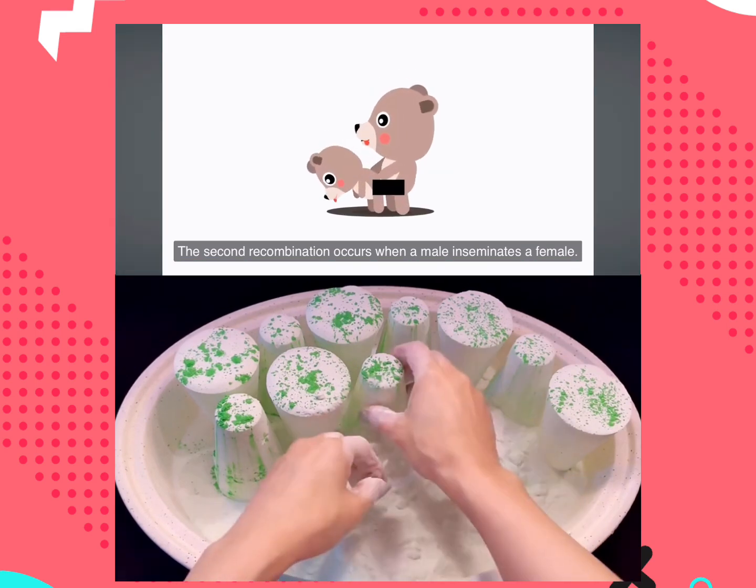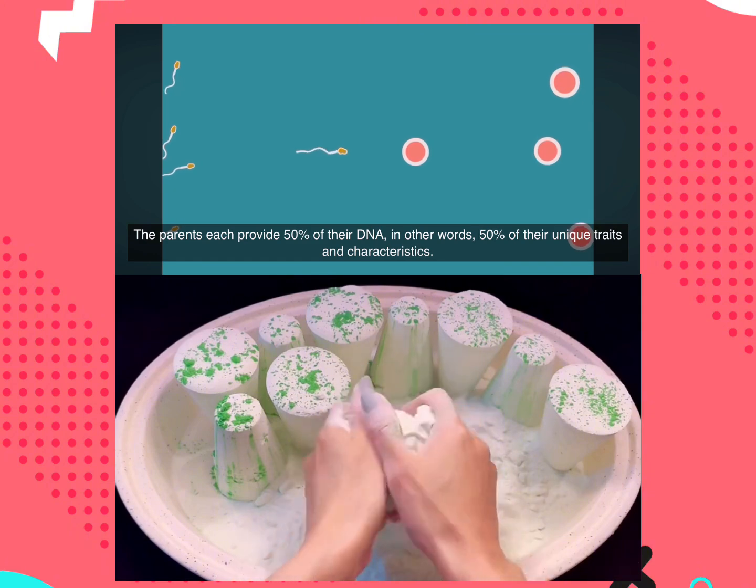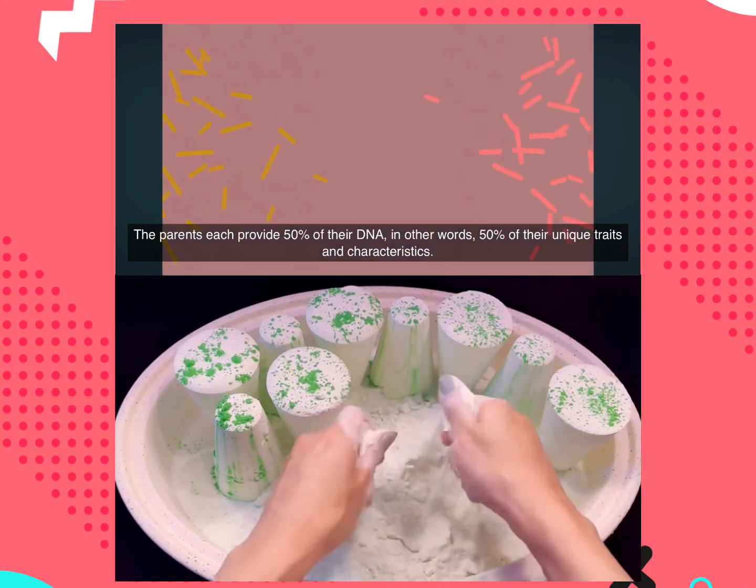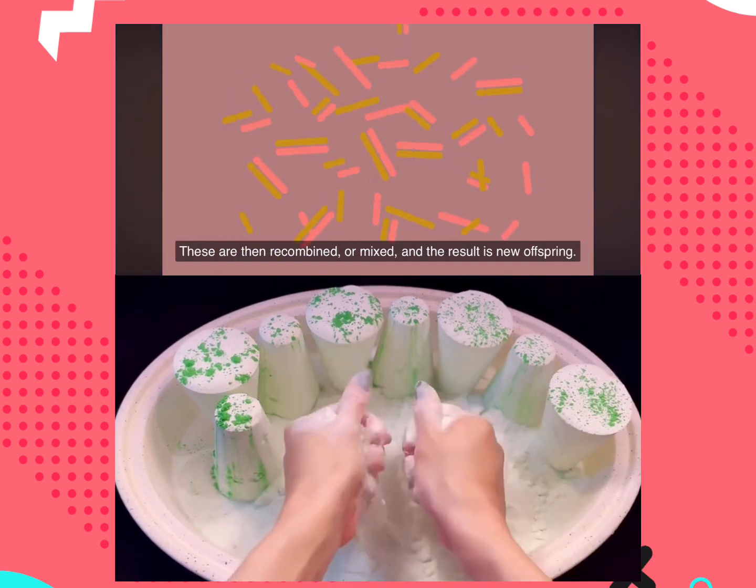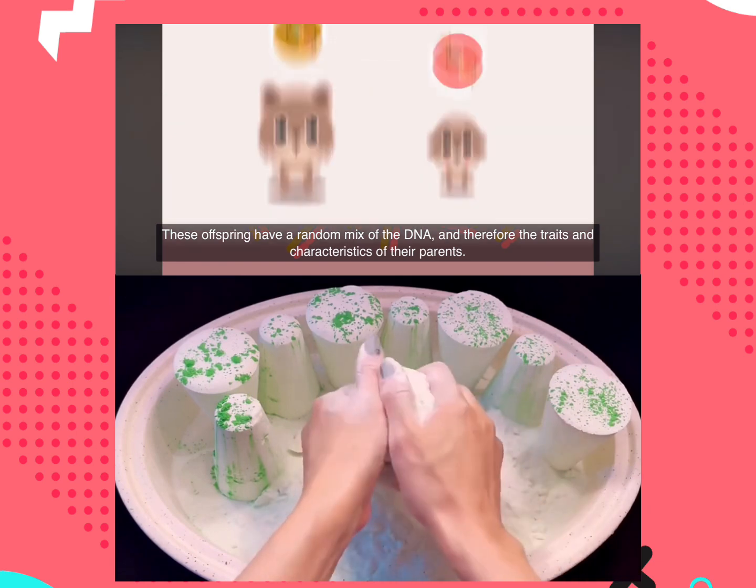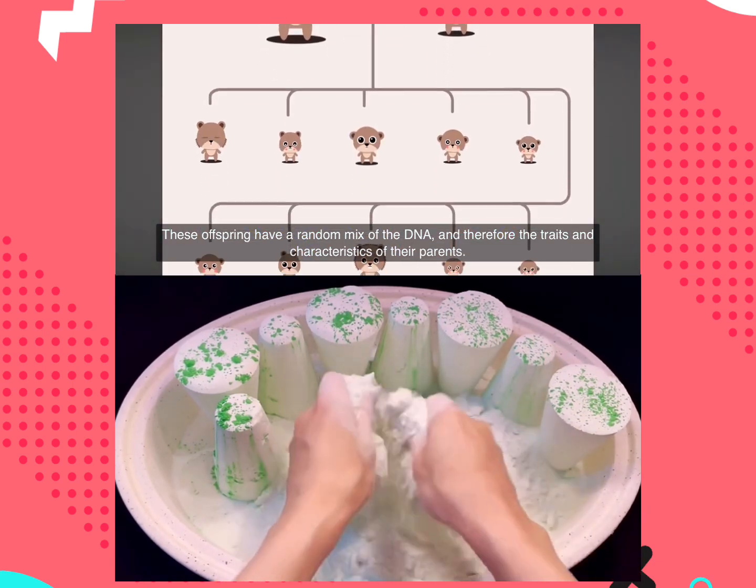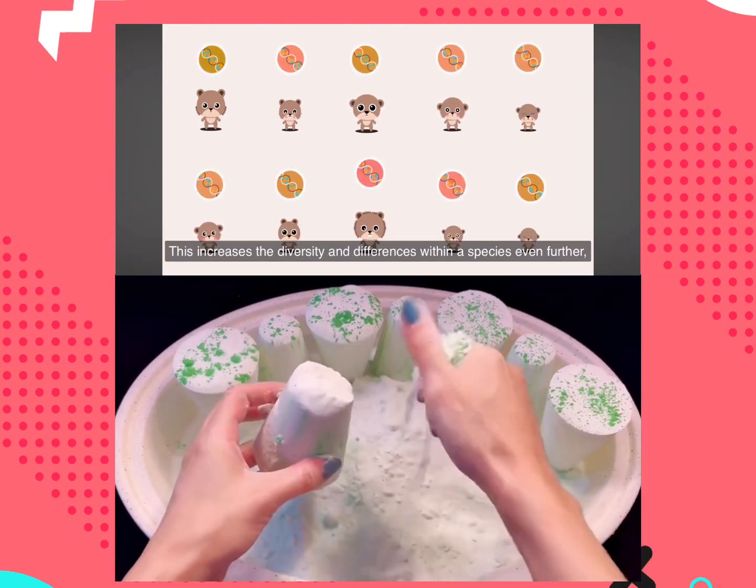The second recombination occurs when a male inseminates a female. The parents each provide 50% of their DNA, in other words, 50% of their unique traits and characteristics. These are then recombined or mixed, and the result is new offspring. These offspring have a random mix of the DNA, and therefore the traits and characteristics of their parents. This increases the diversity and differences within a species even further.